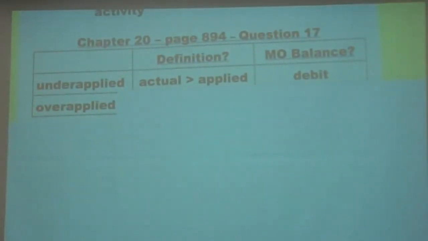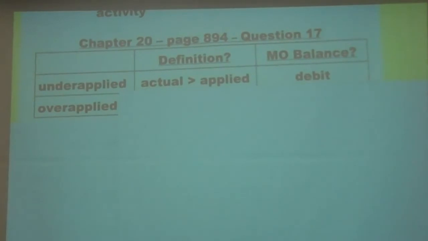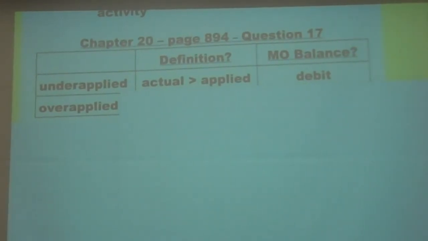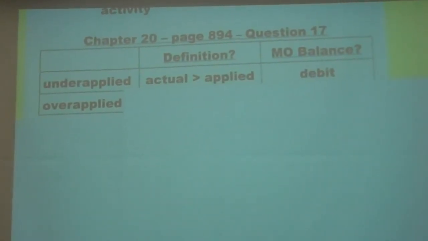Let's try, even though we've already experienced it. It's hard to wipe out that experience. Let's pretend and make up an example other than that. Actual costs were $10,000. Applied costs were $11,000. What's the balance of manufacturing overhead right this minute?